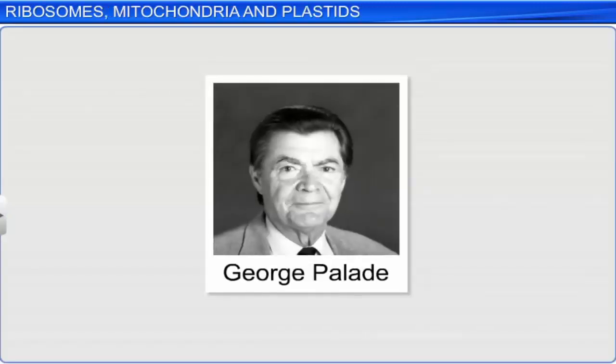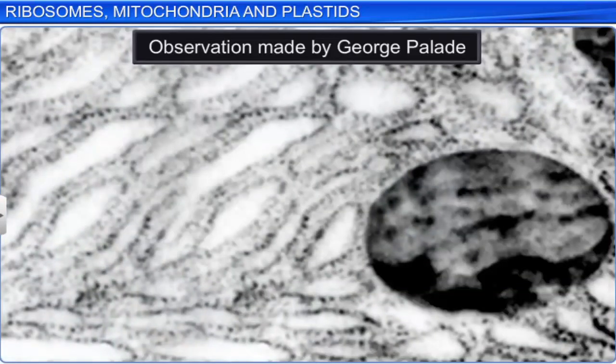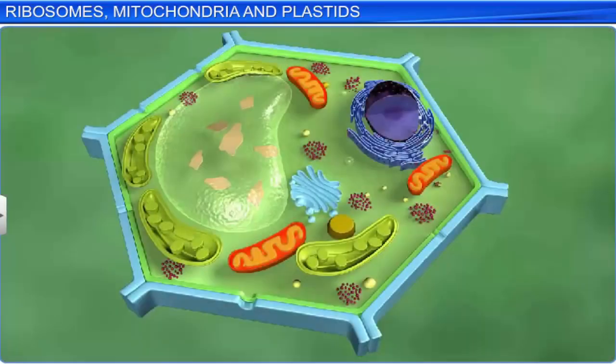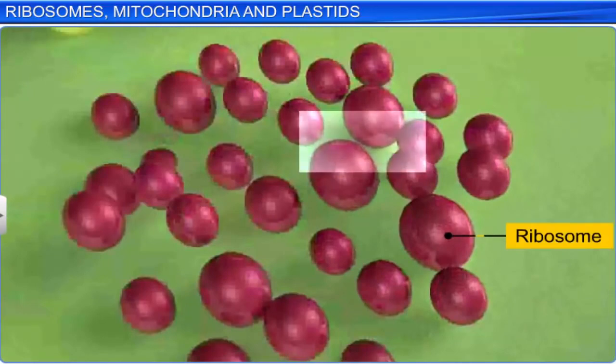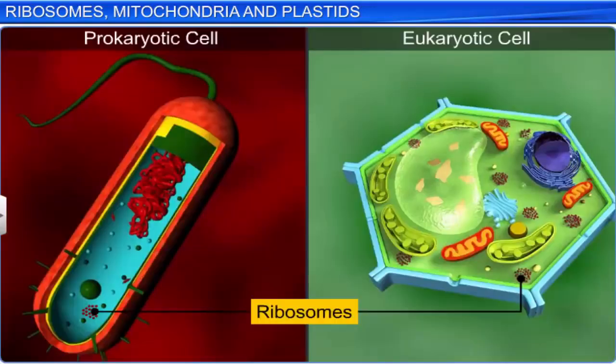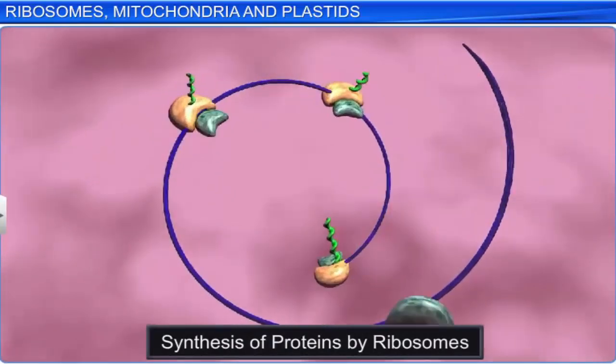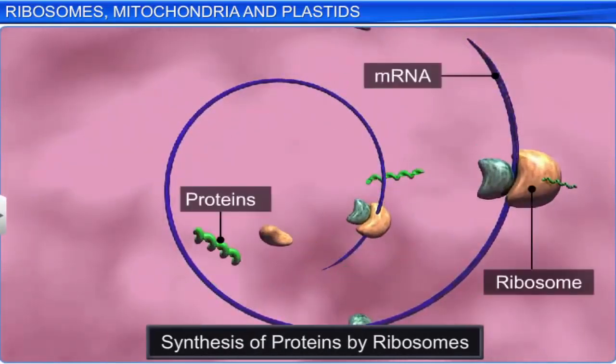In 1953, George Palade was observing a cell under an electron microscope when he noticed a few dense particles in the cytoplasm of the cell. Today, we know these particles as ribosomes. These granular and non-membrane bound structures, composed of ribosomal RNA and proteins, are found in both prokaryotic and eukaryotic cells. They synthesize proteins by attaching to a single messenger RNA to form a chain called a polyribosome or polysome, and ultimately translate mRNA into proteins in both eukaryotes and prokaryotes.